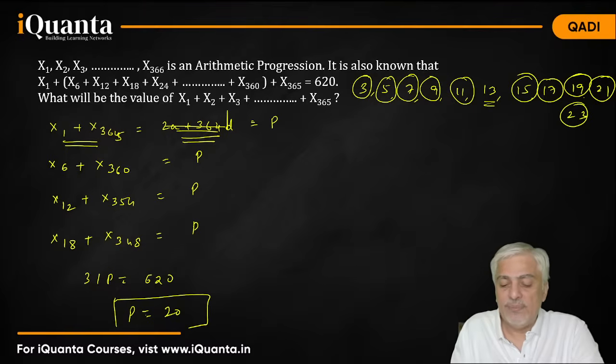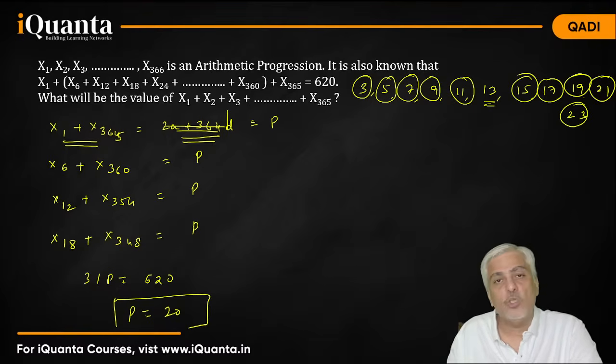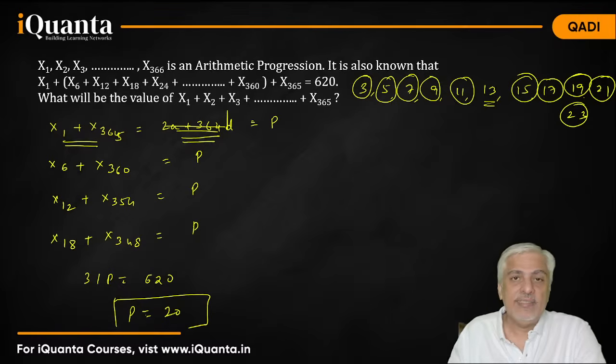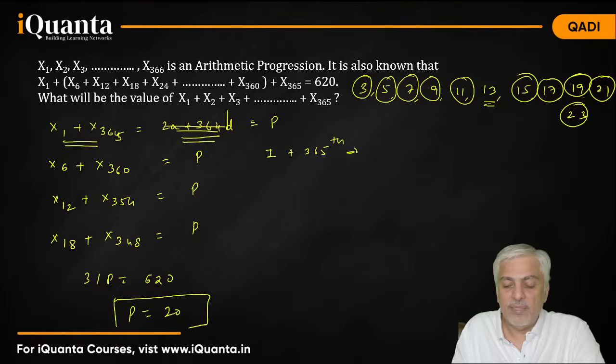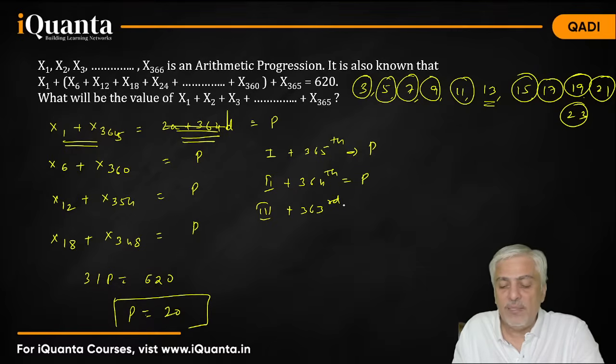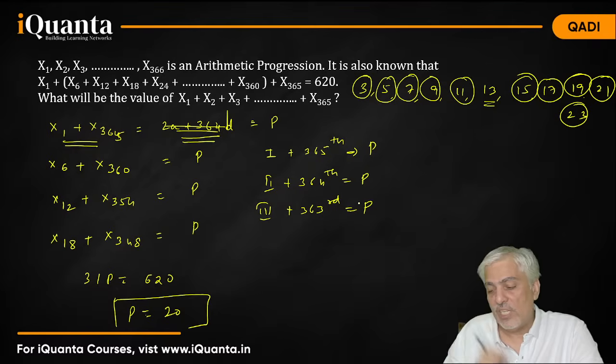Same logic: say the first term plus the last term is p, then the first plus the 365th is p, then the second plus the 364th will also be p, the third plus the 363rd will also be p, and so on. Okay, Vishal, now clear? Chalo, let's go ahead.